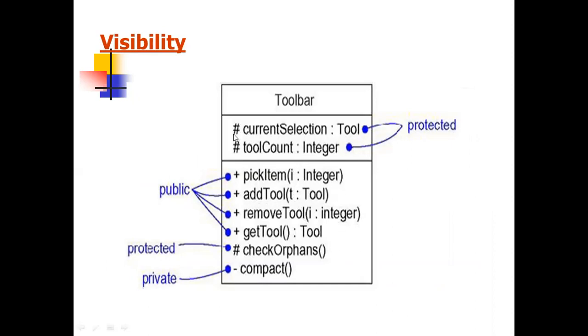Here hash currentSelection colon Tool and hash toolCount colon Integer. These are the types of the attributes. Here you can see hash, that means protected visibility. Then for the methods, plus means public visibility. Then again hash means protected and minus means private. Okay, this is the example for visibilities with the class.